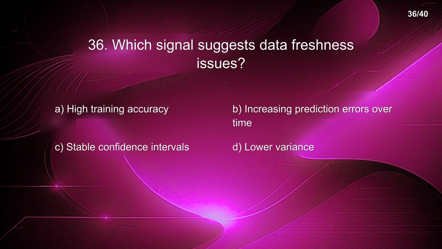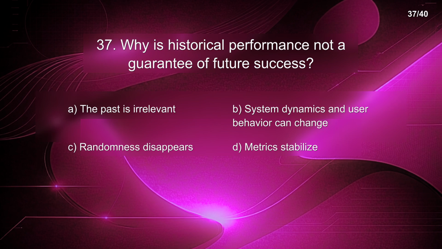Correct answer is B. Increasing prediction errors over time. 37th question. Why is historical performance not a guarantee of future success? A. The past is irrelevant. B. System dynamics and user behavior can change. C. Randomness disappears. D. Metrics stabilize.